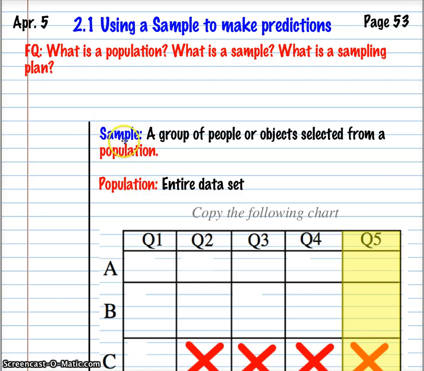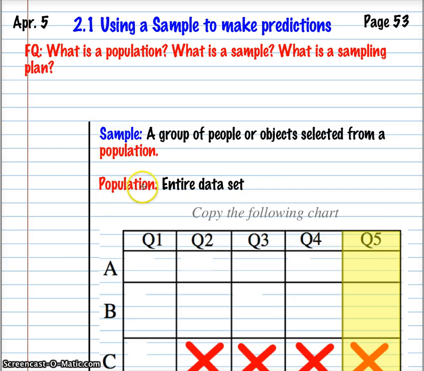If I wanted to get a sample, it would be a small group or a select few people from the United States, and I can get a general idea of what the United States itself would say its favorite color is. So this is a small group, and I can make a prediction from the small group.